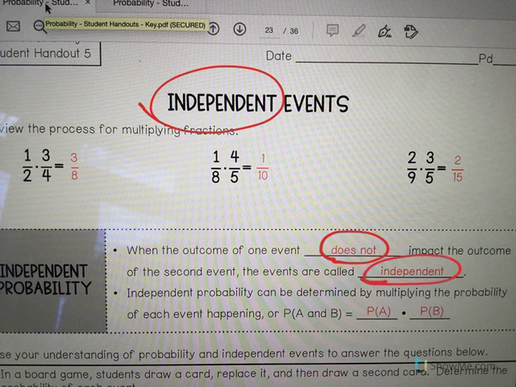And we can determine independent probability by multiplying the probability of each event. So here we go, we have P, the probability of A happening, times the probability of B happening. And it really is that easy. The problems might get a little bit wordy, but it's not really complicated. It's just multiplying the probability of one event times the probability of the other, and then we figure out the chances of that happening. Okay, so let's try some of these problems.